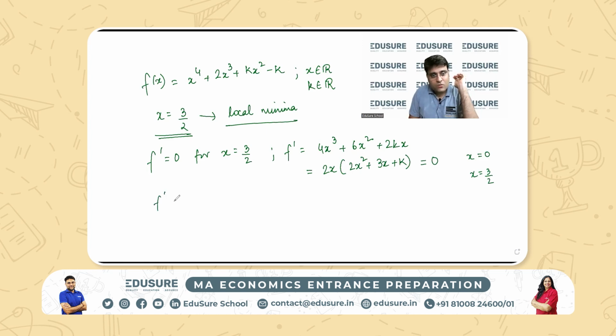So let's try to find out what is f dash at 3 by 2. Basically, what will happen is this 2x square plus 3x plus k is equal to 0 for x is equal to 3 by 2. 2 into 3 by 2 squared is 9 by 2, 3 into 3 by 2 is 9 by 2, plus k. This is equal to 0.